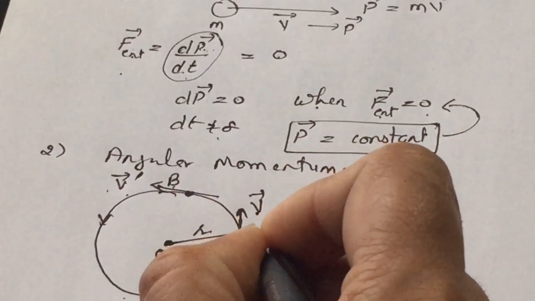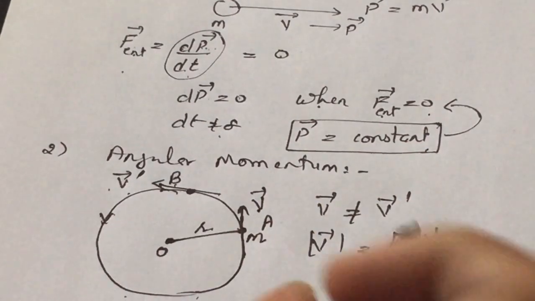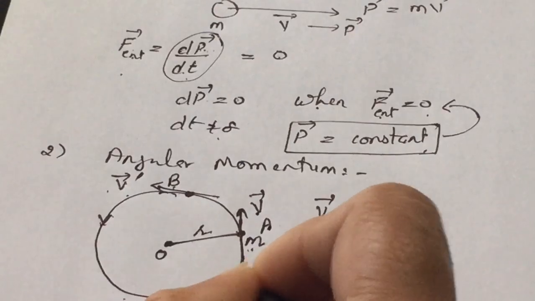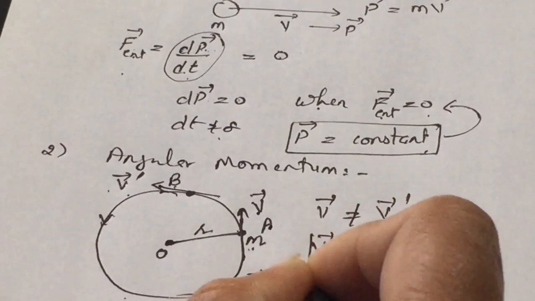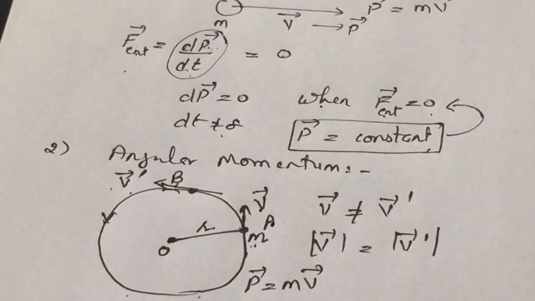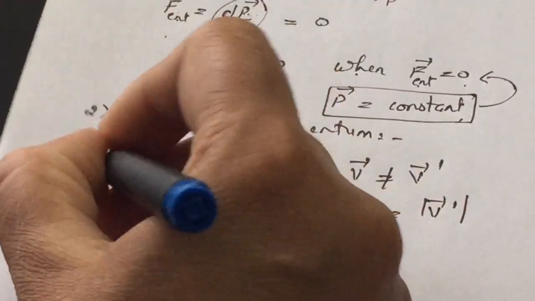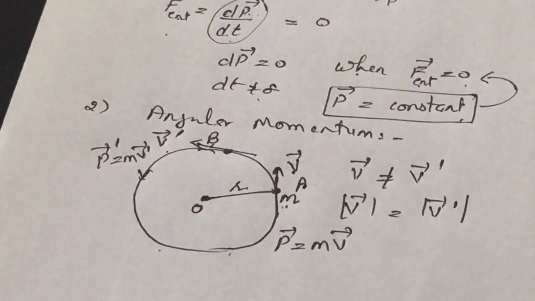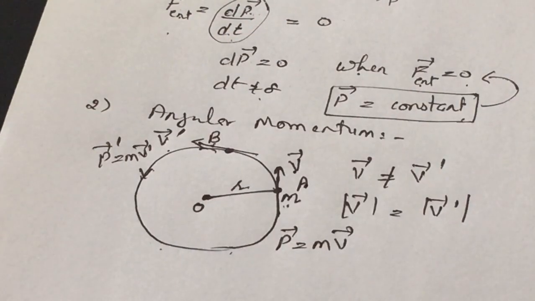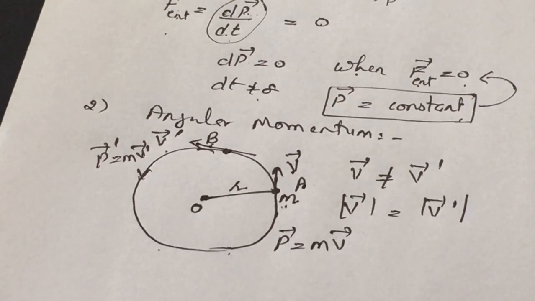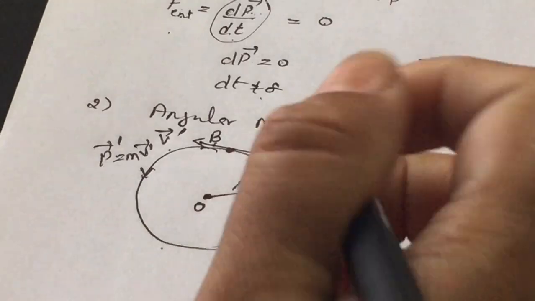If the particle has a mass m, then at point A the linear momentum is p, and it is given by m into v. And at point B, the linear momentum will become p dash, and it is given by m v dash. This is the case when the particle is moving in circular motion, in rotational motion, or in angular motion.